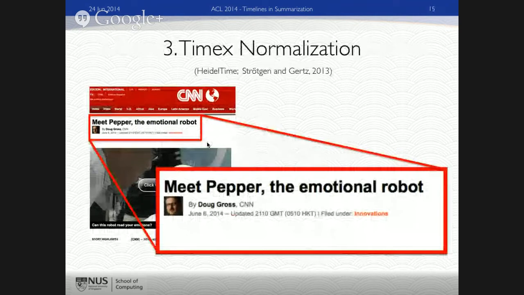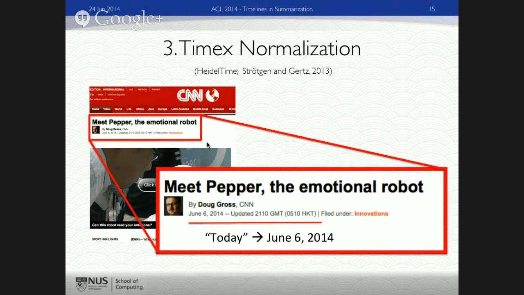And finally, we have the time normalization process, right? So, for example, we have a news article. It says June 6, 2014. If we see the word today in that article, we would like to be able to know that it refers to that. So that's a standard task that people have very, very good F measure for, and we don't try to do that ourselves.